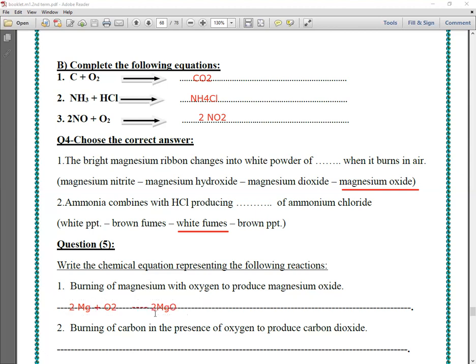Number 2, burning of carbon in the presence of oxygen to produce carbon dioxide. Burning of carbon plus O2 to produce carbon dioxide, CO2.